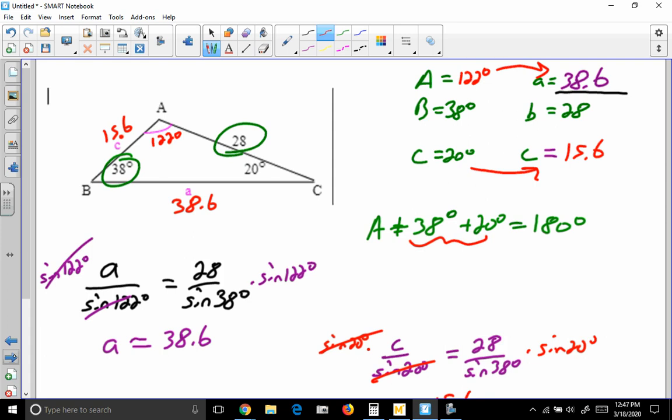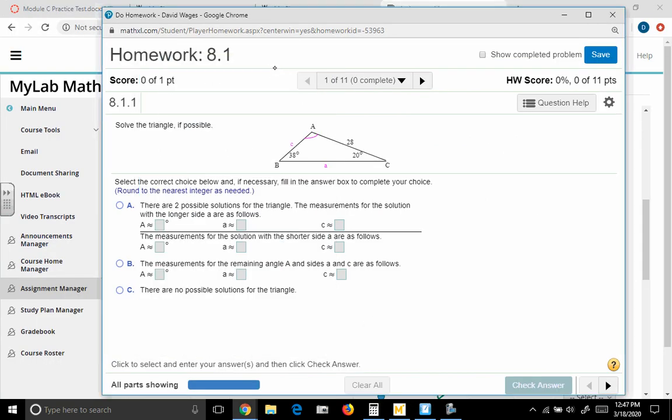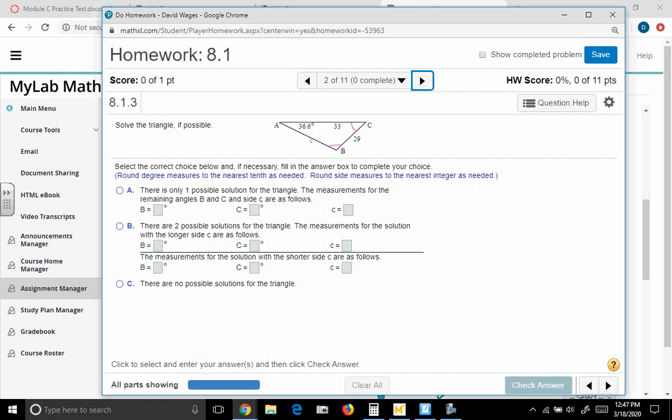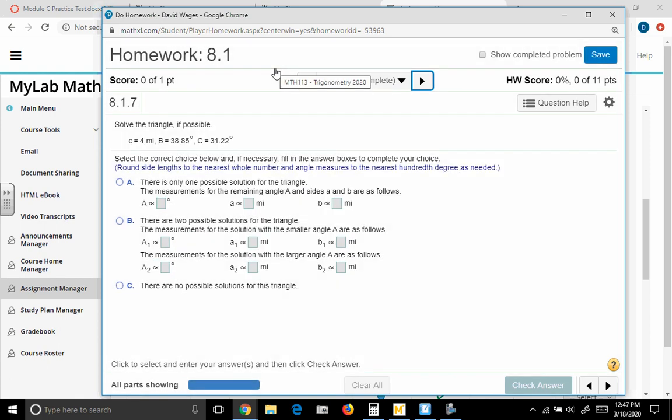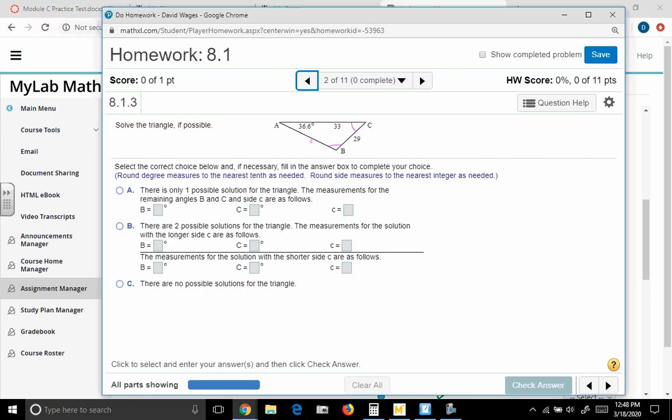So let's work through another one. Let's do this one.